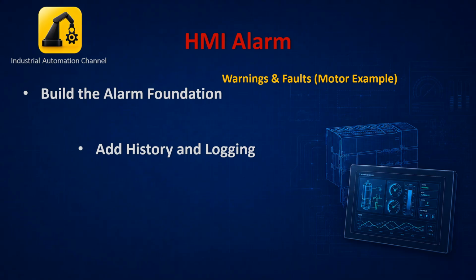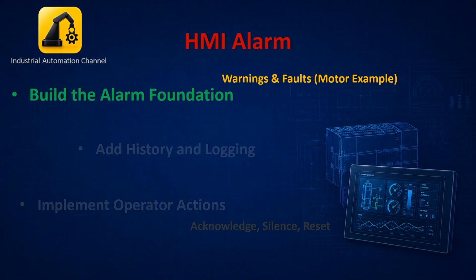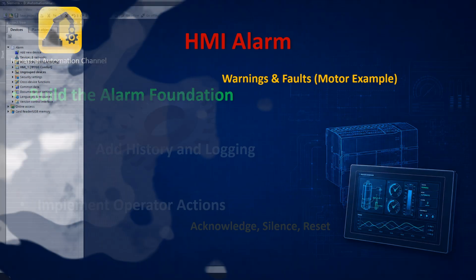Then in the third video, we'll make the whole system behave more like a real machine. We'll add the buzzer and the operator actions like acknowledge, silence, and reset, so the operator can respond properly when a fault happens without the system becoming annoying or confusing. So in this video, we start with the first and most important step: how to create the alarms correctly and show them clearly on the HMI.